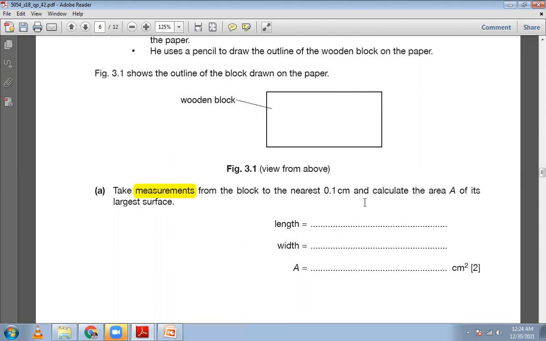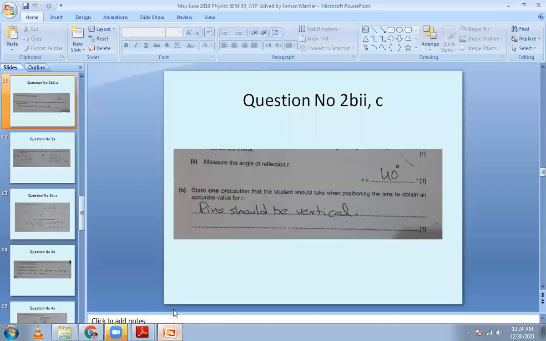So I have to do this calculation. With the help of a scale, I put the scale here and I will measure how much is the length, how much is the width. So let me show you.